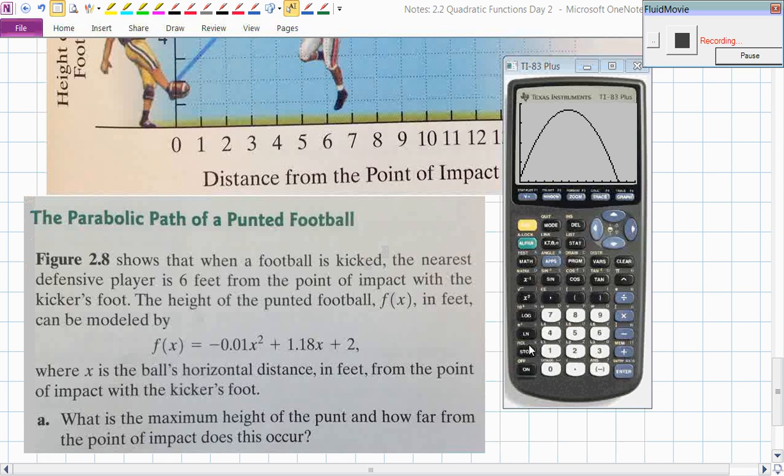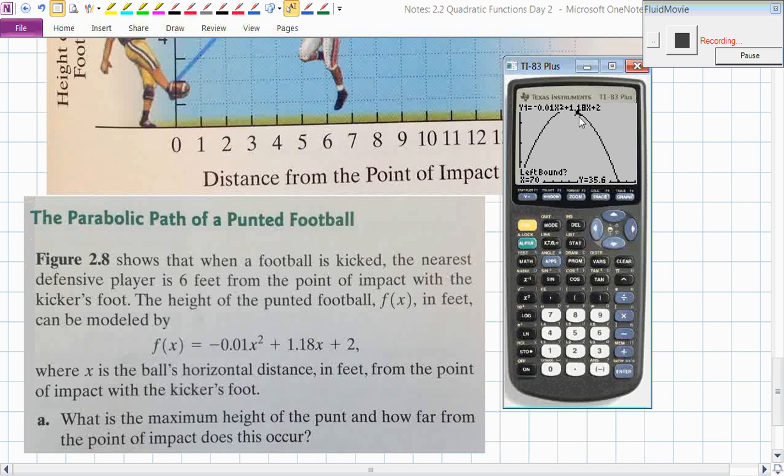Please hit second. There is the word calc right above there, in which you're going to calculate something. We're going to calculate maximum. That's what we're going to do. Trace. When you punch in second, we have maximum here. We're going to push enter. That brings us back to this screen. And the calculator is asking you for a left bound.